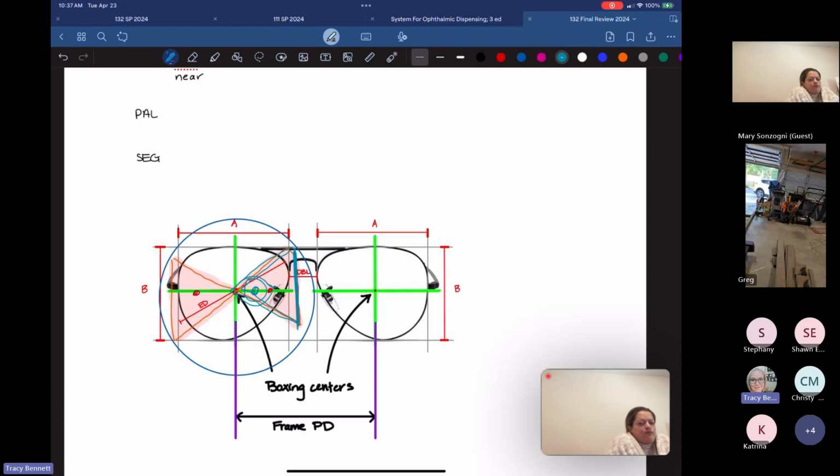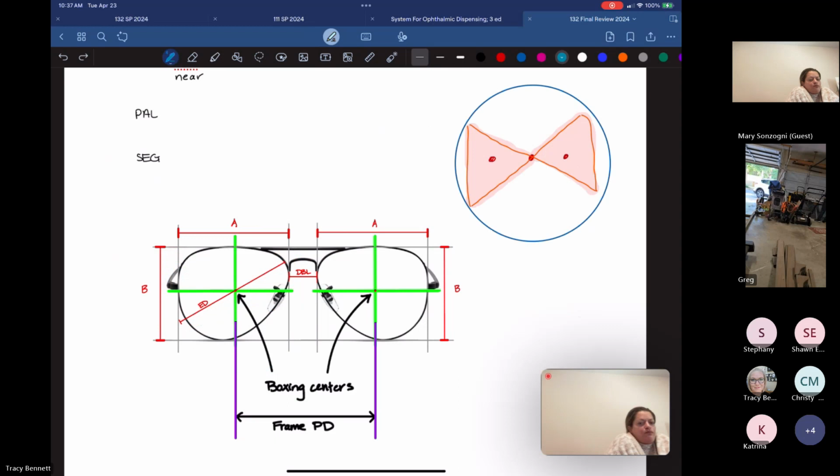Did that diagram just get too crazy? Does that make sense? Yeah, that helps that you can move it.